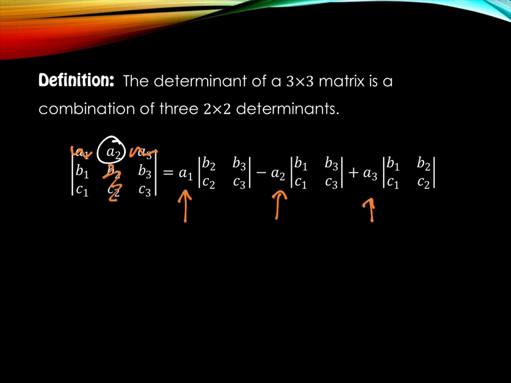Then we do the same thing with A3. When we do A3, it's back to addition, so the signs alternate: positive for A1, negative for A2, positive for A3. For A3, we eliminate the row A and the column 3, and we get the bottom left-hand corner of this matrix. Once we get to those individual pieces, we do the same thing we did on the previous slide, where we multiply through the diagonals.